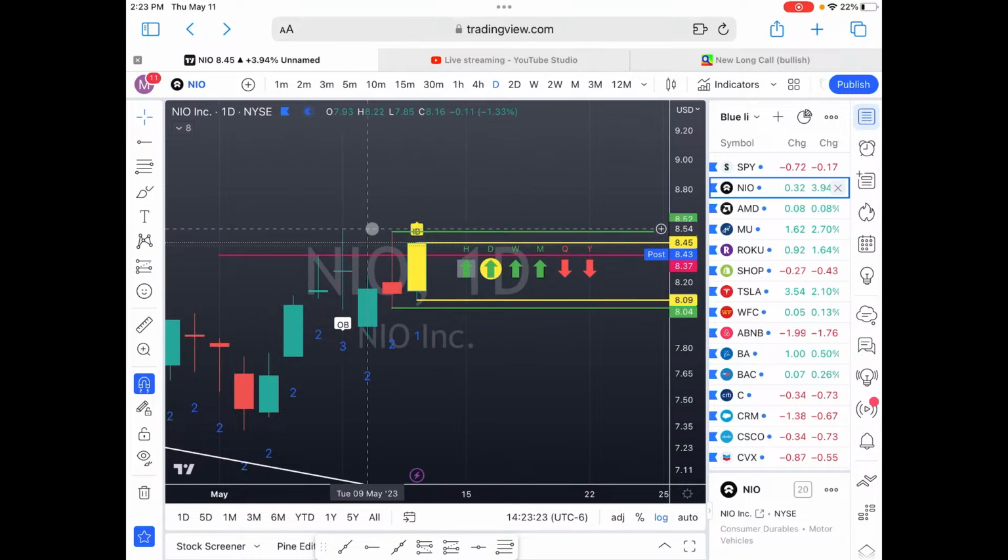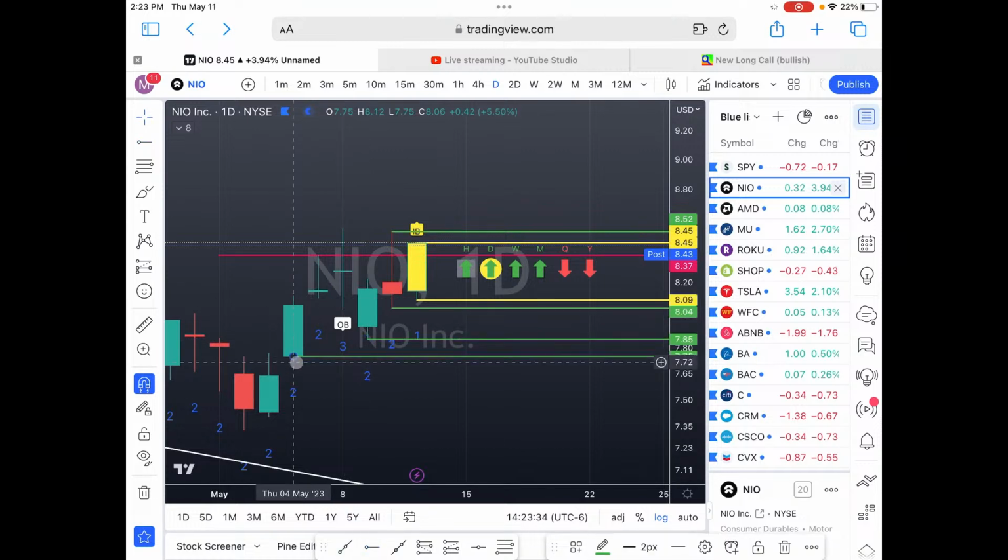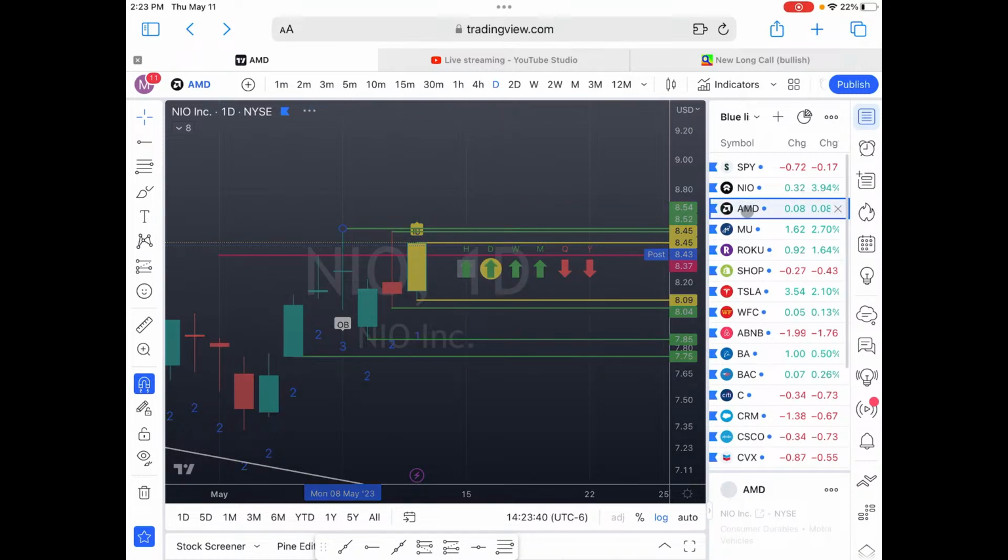Okay, so NEO inside bar, calls at 8.45, puts at $8.09. The targets, again, guys, tops of the wicks and bottom of the wicks. And if you want to put another one in there, you can do so, okay? It's just the bottom of the preceding wicks, or vice versa, if it trends to the upside, tops of the preceding wicks, okay?